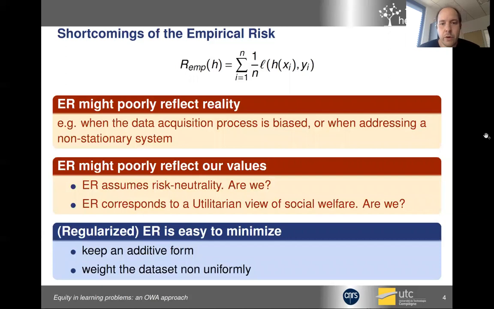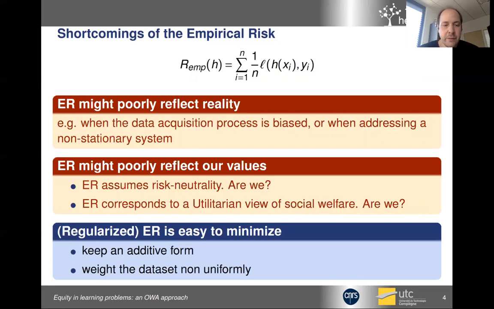So okay, what's the idea? When you train a model, you try to minimize the empirical risk, which is here. It's just the arithmetic mean of the loss function between your prediction h(x_i) and y_i. Sometimes this empirical risk may have some problems. The first thing is that it may poorly reflect reality when you violate the IID, or identically and independently distributed, assumption on the data, for example in non-stationary systems.